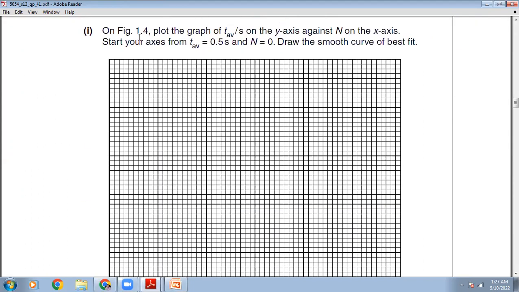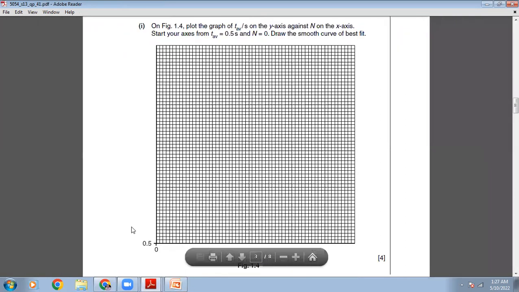And then they say on the figure 1.4, plot the graph of the t average on the y-axis against n on the x-axis. Start your axis t average from 0.5 second and n equals 0. Draw the smooth curve of best fit. So the y-axis will start from 0.5 second, and on the y-axis we have time, average time. And on the x-axis, we will represent the number of the cups, and it starts from 0. So let me show you.